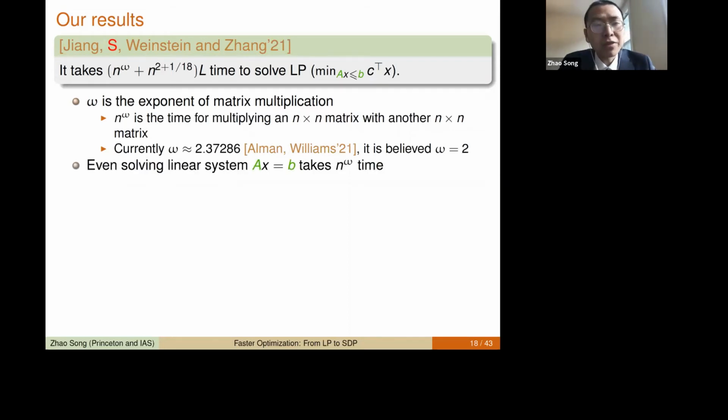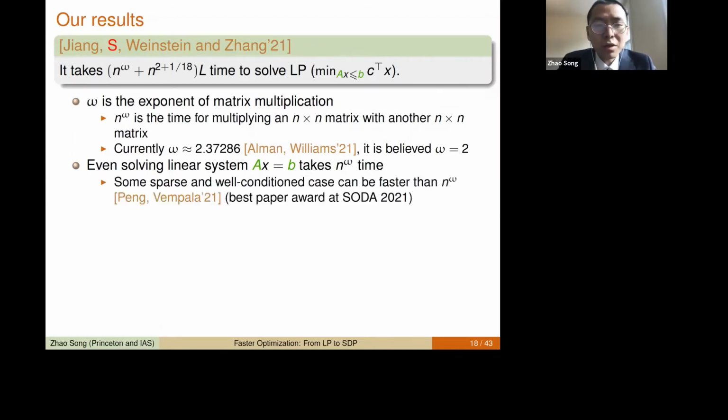Now I would like to justify why this algorithm is essentially tight. The point is, even if you want to solve a linear system Ax equal to b, the major difference between solving a linear system and LP is that in LP you have this c transpose x, and in a linear system you only have Ax equal to b. The best algorithm for solving a linear system takes n to the omega time.